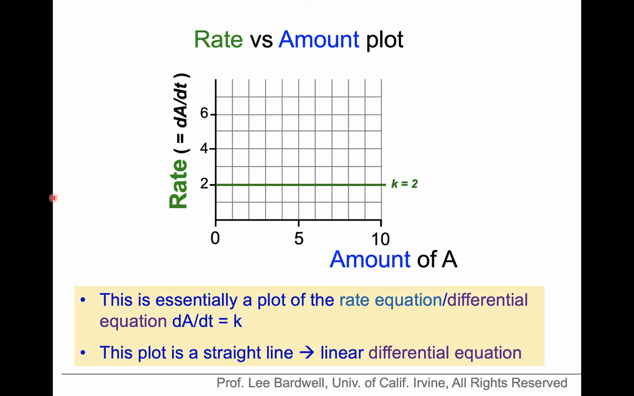Finally, let's plot the rate of change of A versus the amount of A. In the case of the zero-order chemical reaction, the rate is independent of the amount, and so if the rate is 2, it's just a flat line independent of the amount of A. In other words, this is essentially a plot of the rate equation, dA/dt equals K. Notice that the plot is a straight line, and that's why it's a linear differential equation.